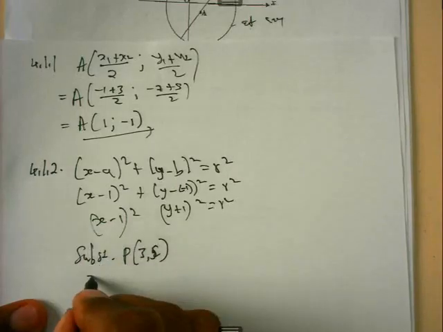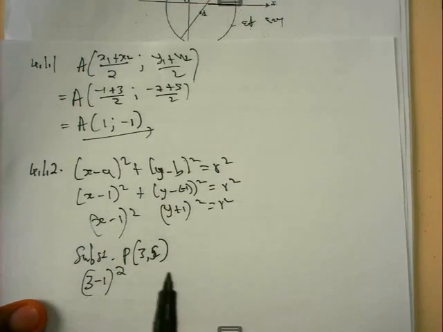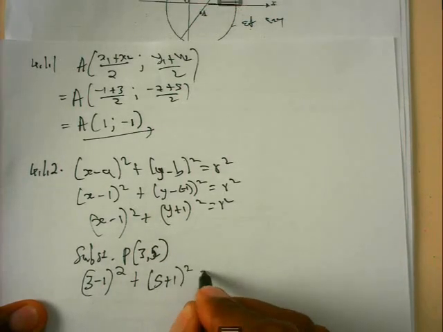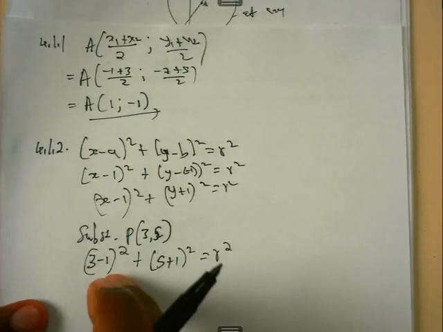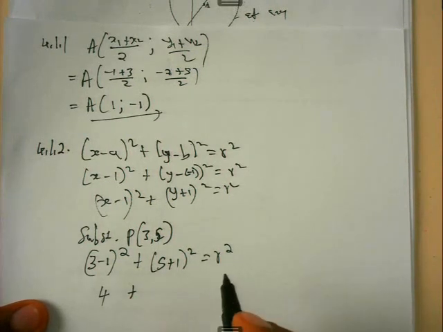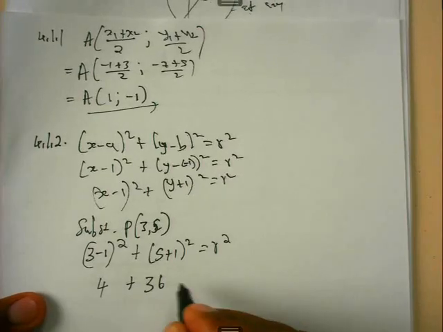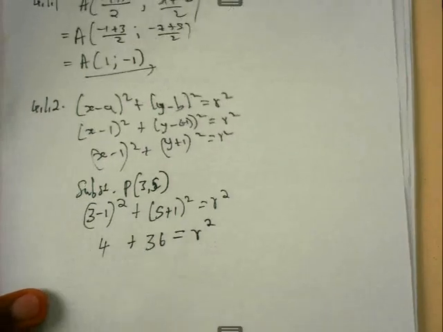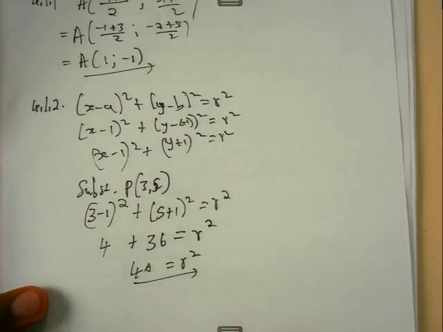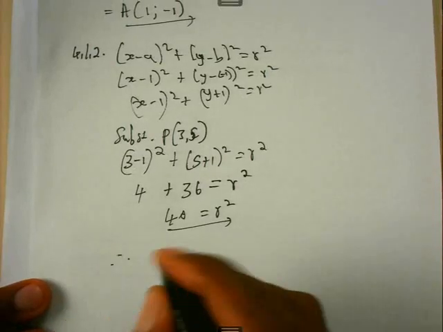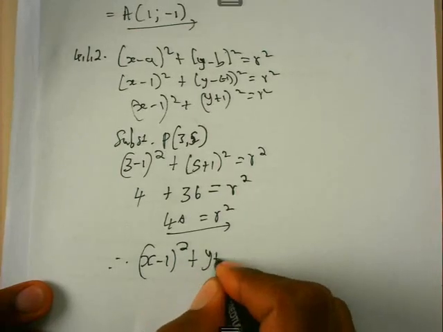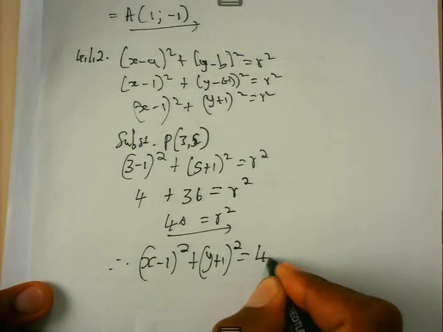x is 3, so we have (3 - 1)² + (5 + 1)² = r². Now 3 minus 1 is 2, and 2 squared is 4. Then 5 plus 1 is 6, and 6 squared is 36. When I add the two, 36 plus 4 is 40. Therefore r² = 40, and the equation is (x - 1)² + (y + 1)² = 40.